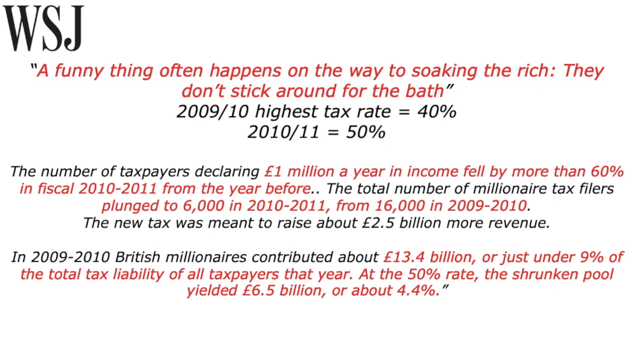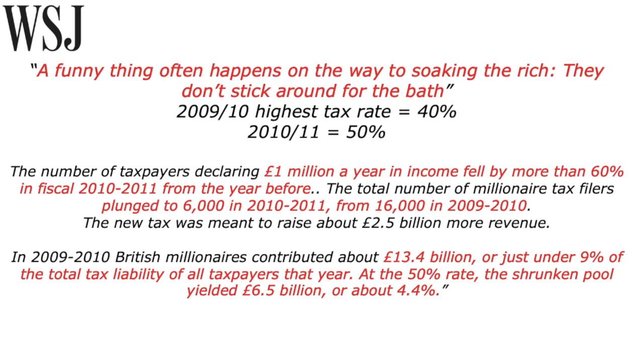However, as the Wall Street Journal said, and the quote there is, "A funny thing often happens on the way to soaking the rich. They don't stick around for the bath." In other words, when that rate was at its highest, all of a sudden these millionaires tried to avoid it. How they tried to avoid it, I'm not going to speculate. They may have simply moved abroad, or they may have found other ways. But the number of taxpayers declaring £1 million a year in income fell by more than 60%.